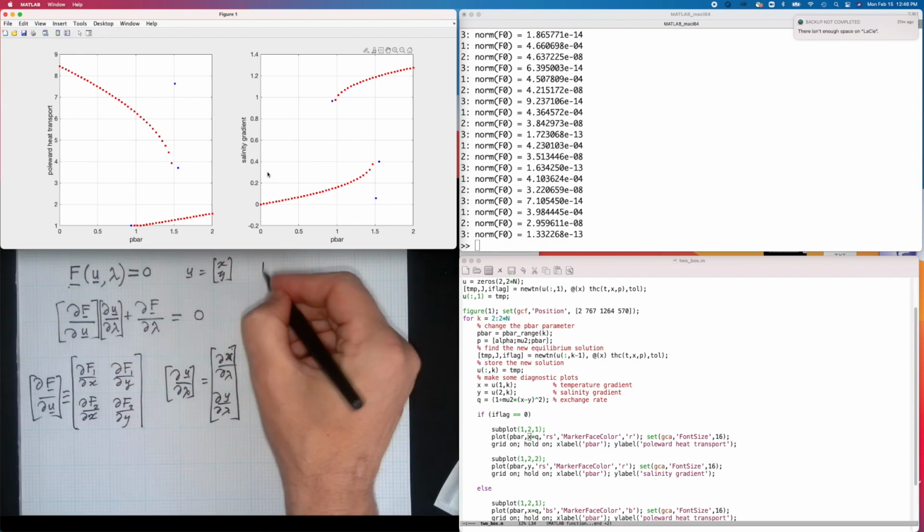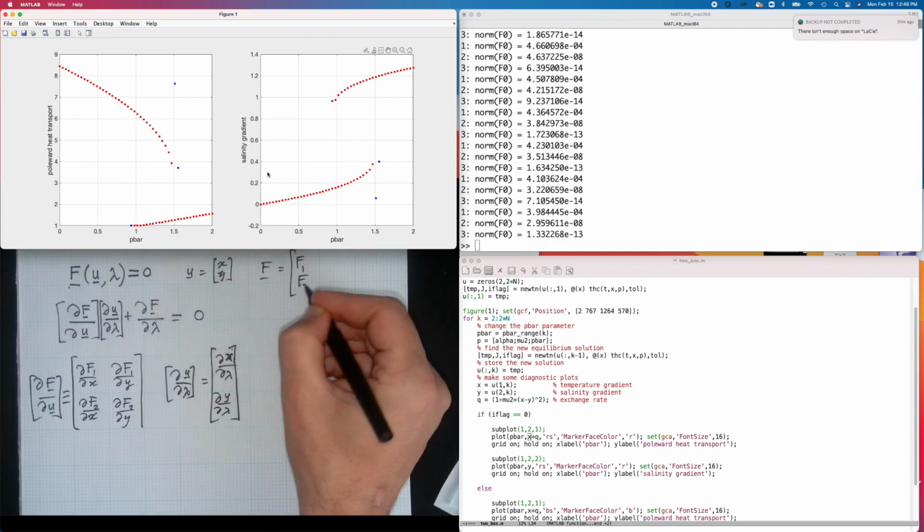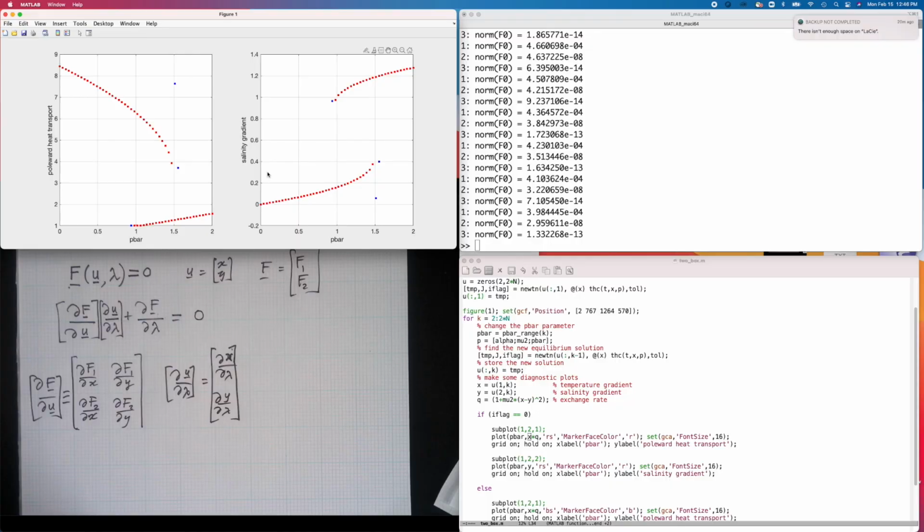And f is just f1 and f2. So we're doing a simple case with only 2 equations and 2 unknowns. But this formula would be general even if we had a bigger model with hundreds of state variables in u and hundreds of equations defining f. And lambda would be our parameter, so lambda in this case is the analog. For our case, lambda would be p bar.